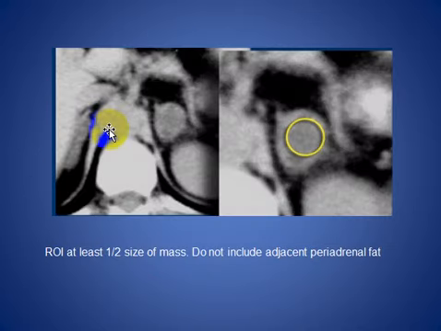Here we have a left adrenal mass on this patient and on another patient. And we should know how to put the cursor of region of interest on these masses, and it should include at least half of the lesion.